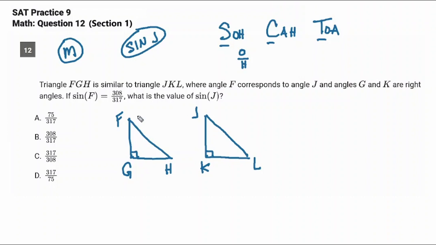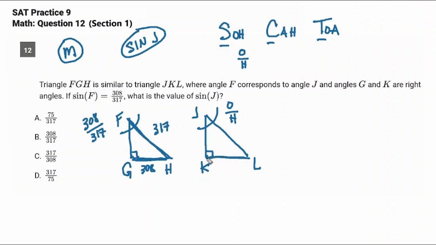So sine F is 308 over 317. That means that the opposite side is 308, and the hypotenuse side is 317. We're looking for sine J, so we're looking for opposite over hypotenuse. They're similar triangles. So what do you think the opposite is?